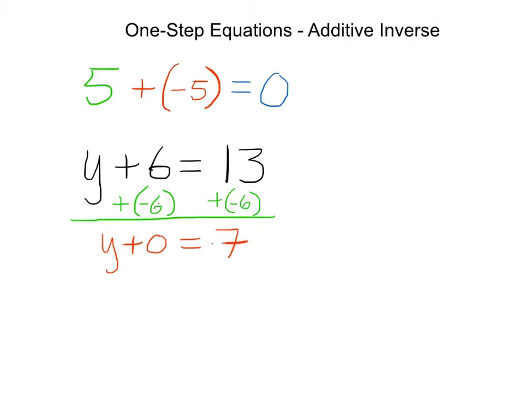Okay, so now we have y plus 0 equals 7, but do we really need to write plus 0? Does that even make any difference at all? And of course it does not. You can add 0 to anything and it doesn't change anything. So that just becomes y equals 7.